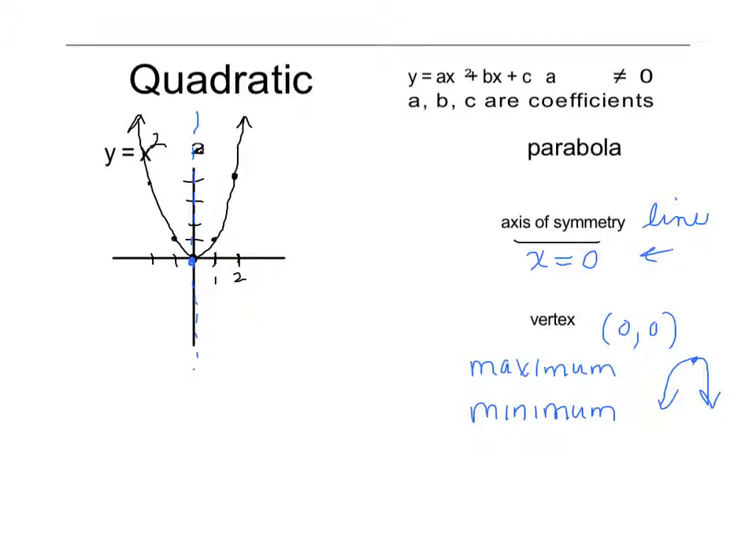Okay, I want you to also notice that the axis of symmetry goes through the vertex every time. So wherever the vertex is, since the vertex is at 0, 0, the axis of symmetry is going to go through the x-coordinate of that, so x will equal 0. It will be the x value.